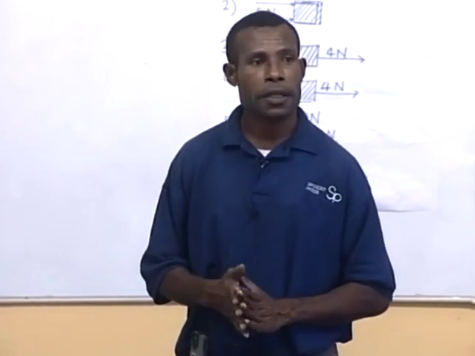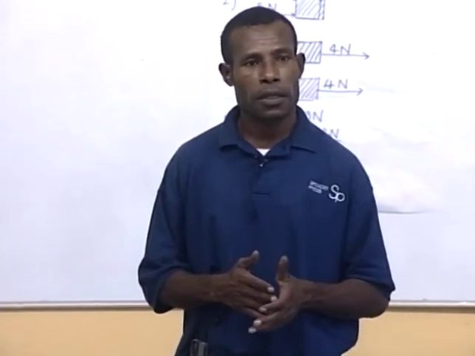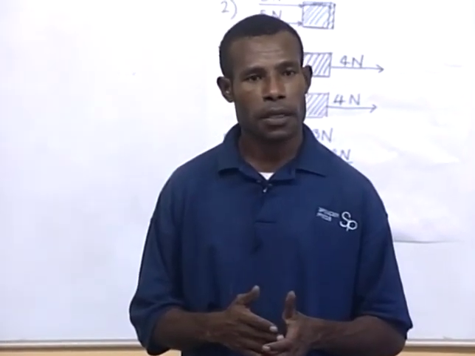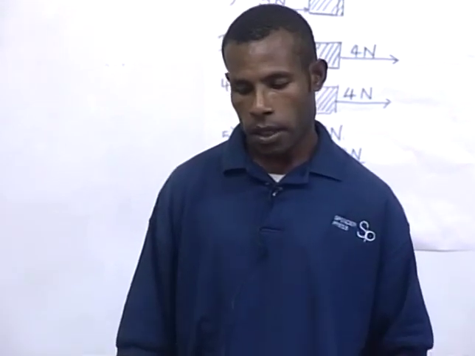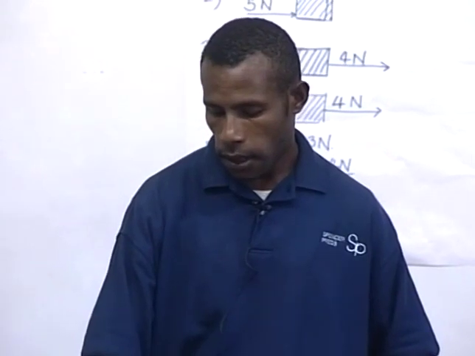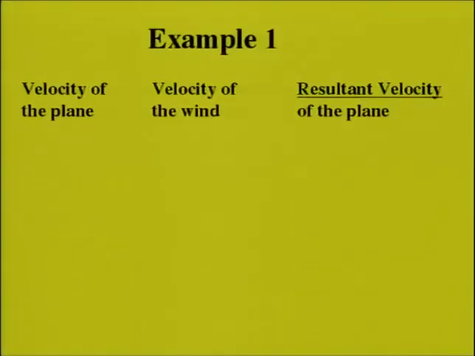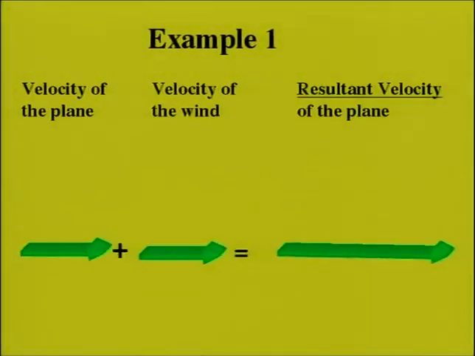Okay, velocity is also a vector quantity because it tells you the size or the magnitude and the direction. Here are 2 examples on scalars and vectors. Let's have a look at the first one. Example 1: you have the velocity of the plane plus the velocity of the wind, and the resultant velocity will be in that direction. Now look at this one.